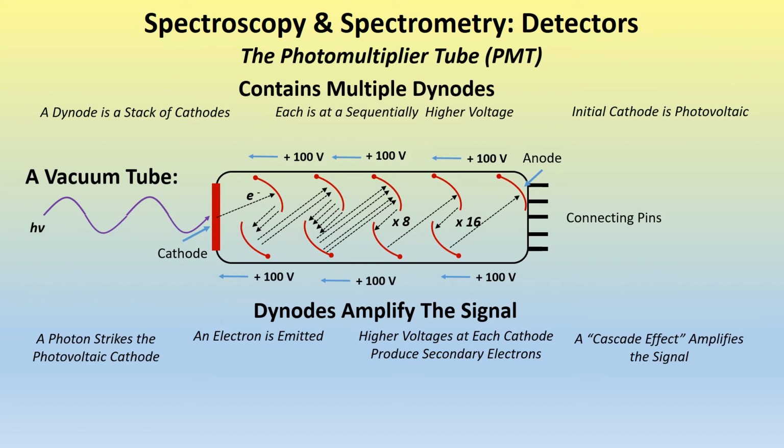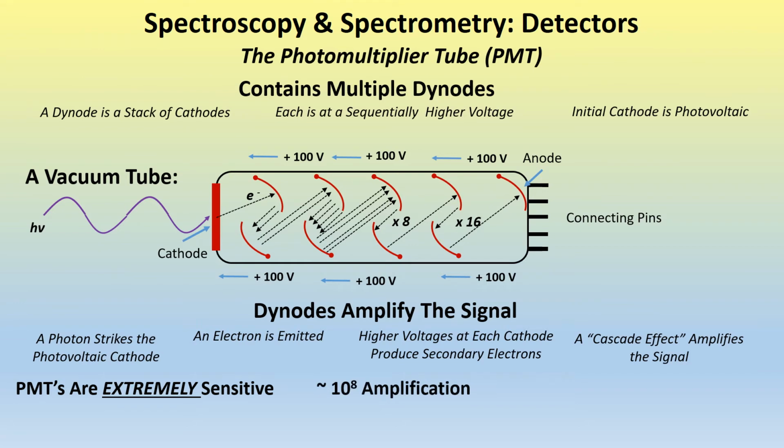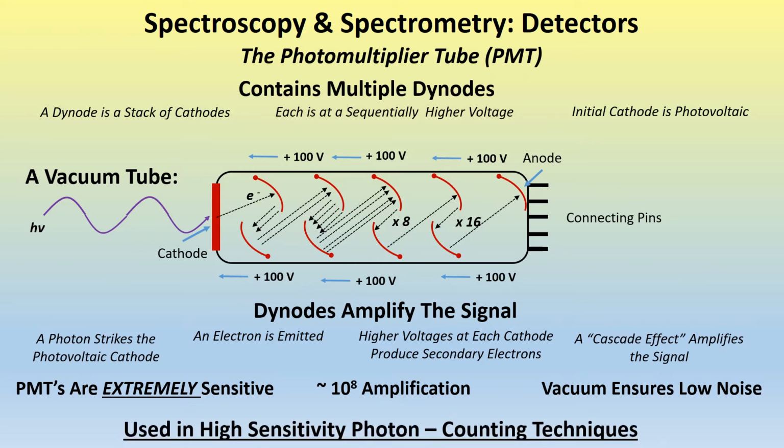Photomultiplier tubes are extremely sensitive. On average, they have 10 to the 8th power amplification over the photon signal. Although they seem old-fashioned, the vacuum tube also ensures extremely low noise. PMTs are used in high sensitivity photon counting techniques.